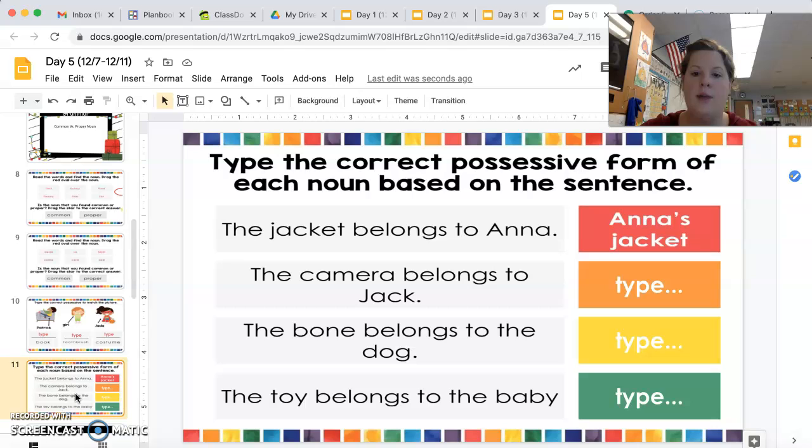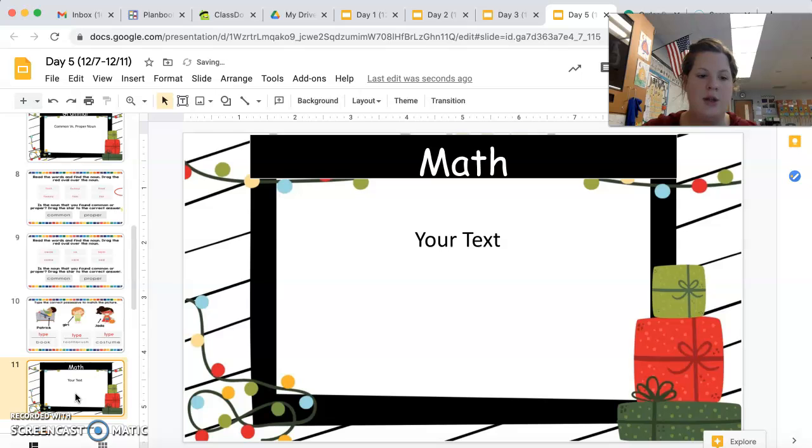All right, it says type the correct possessive form for each noun based on the sentence. I'm actually going to delete this one because I don't want to give you guys too much, okay?